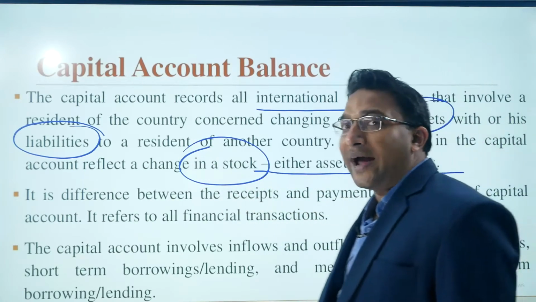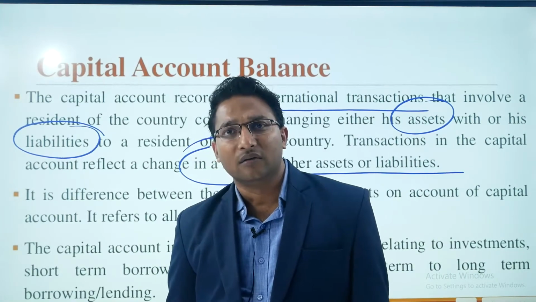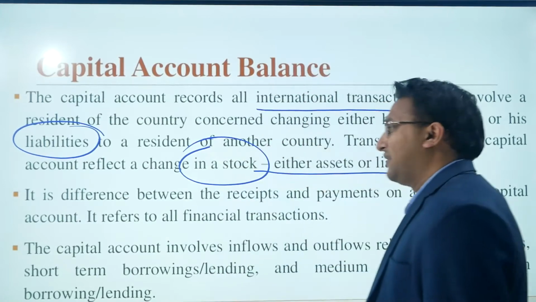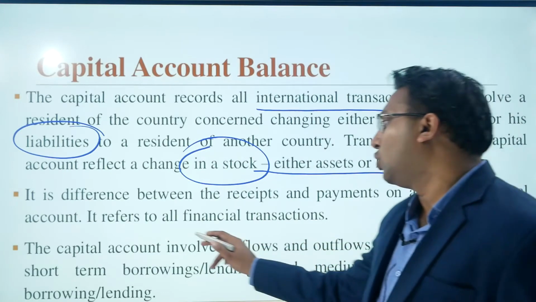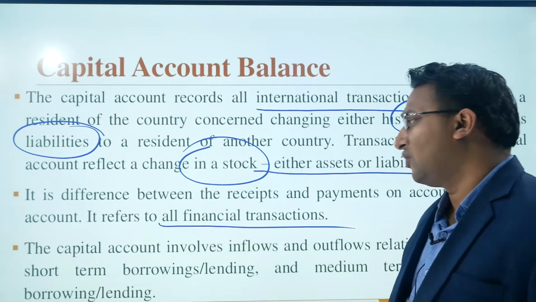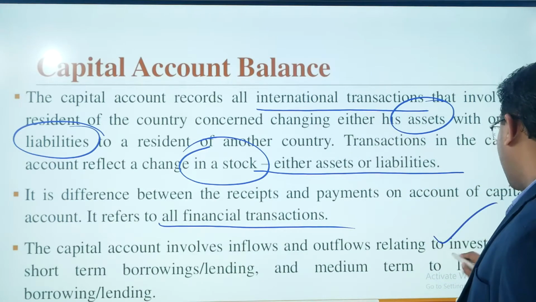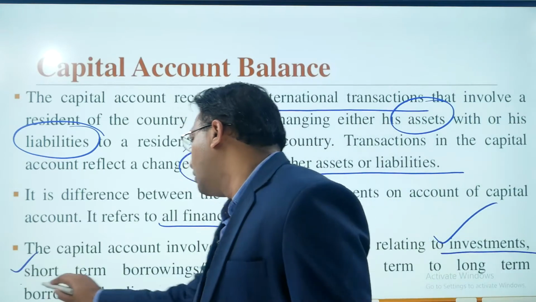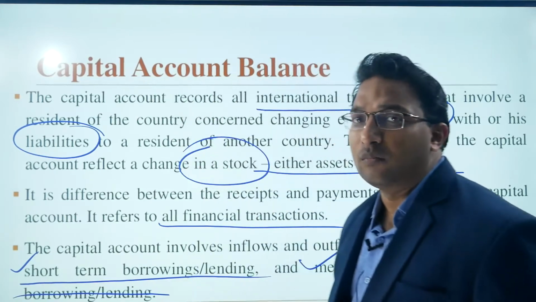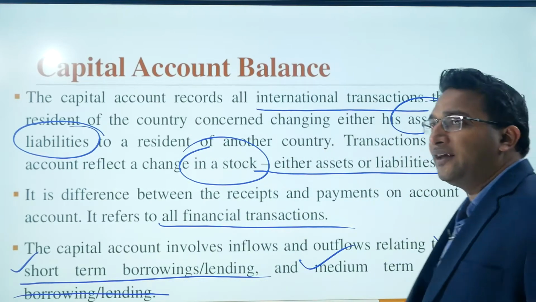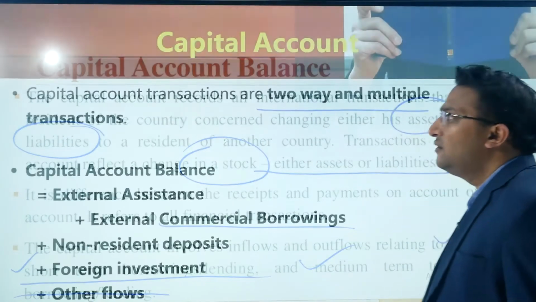This is very, very crucial. So either it will involve capital like loan or equity, right? Or it will involve the change in the NRI deposit in the banking system, etc. It is a difference between the receipt and payment on account of capital account. It refers to all the financial transactions which happen on the capital account. The capital account involves inflows and outflows relating to investment. So it will cover transactions like investment, short-term borrowings or lending, medium to long-term borrowing or lending. So all the transactions in the form of borrowing, lending, investment, FII, FDI, ECB, bank credit, all these are covered in the capital account transactions.